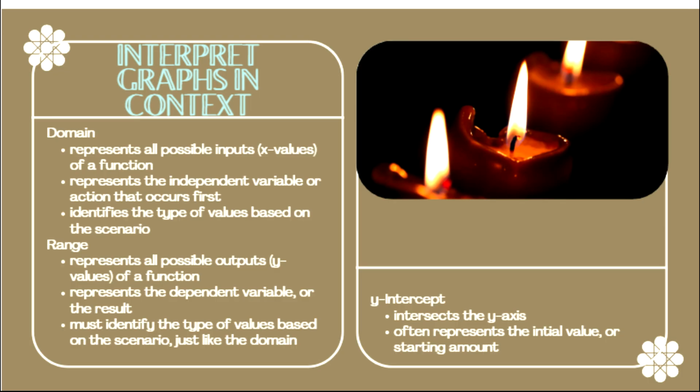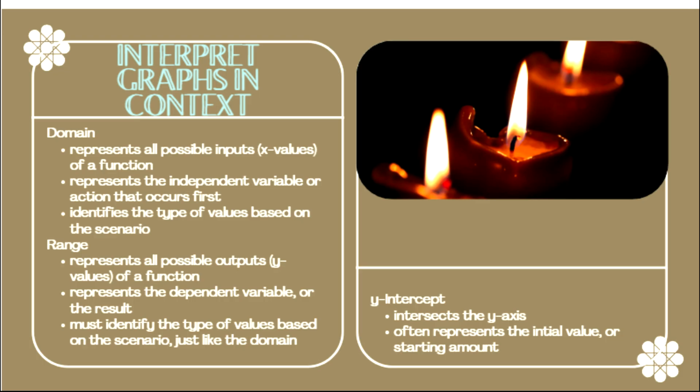Okay. Range represents all the possible outputs or y values of a function. The range represents the dependent variable or the result. The range does change. Like the height of a ball when you bounce it, that would be the range. Or how much money is in your bank account, that changes because of interest or if you withdraw money or deposit money. The range must identify the type of values based on the scenario, just like the domain. You have to know what the domain represents and what the range represents, okay?